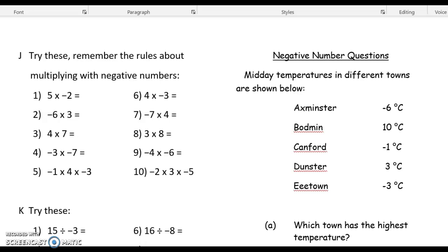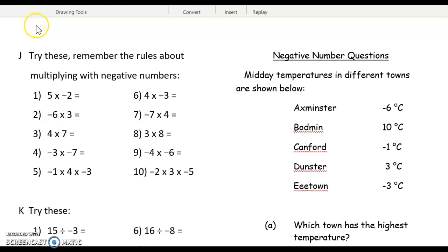So I'm going to do some simplifying or collecting together using calculations with negative and positive numbers. So here, at the top, we've got multiplication. There are rules that you need to remember. This works with multiplying and dividing.